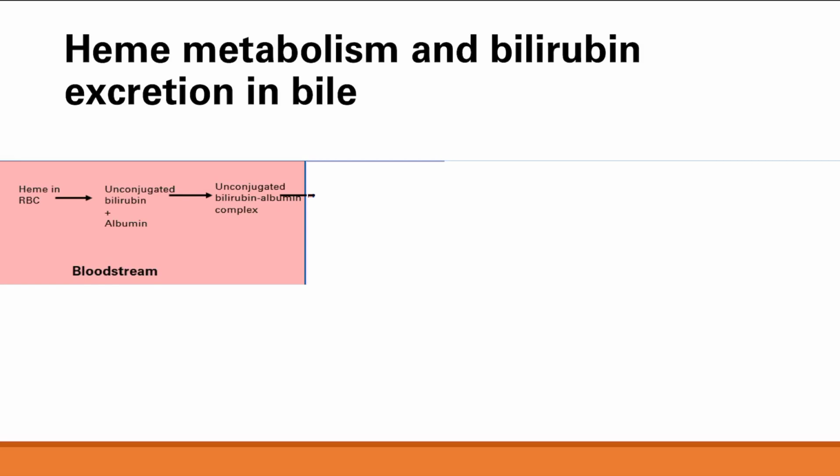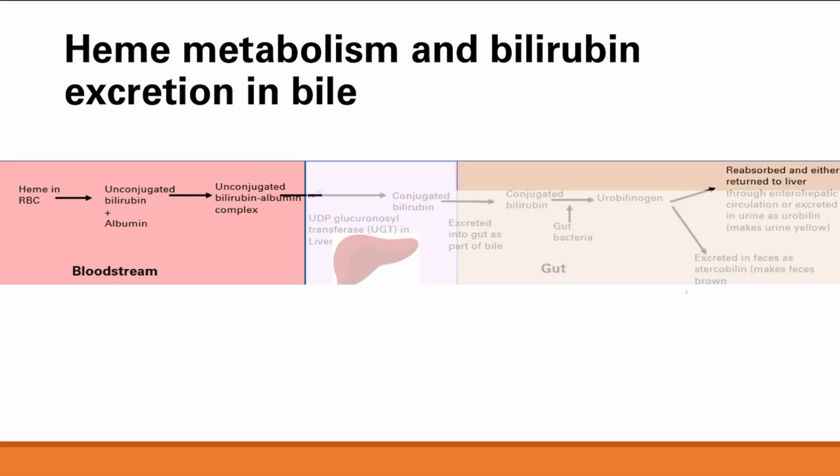And then it's going to be combined with other parts of bile, and it's going to be excreted. Okay? So it's going to be excreted into the gut as part of the bile. And so now you have conjugated bilirubin in the gut. And we have gut bacteria that's going to take this conjugated bilirubin and convert it into urobilinogen.